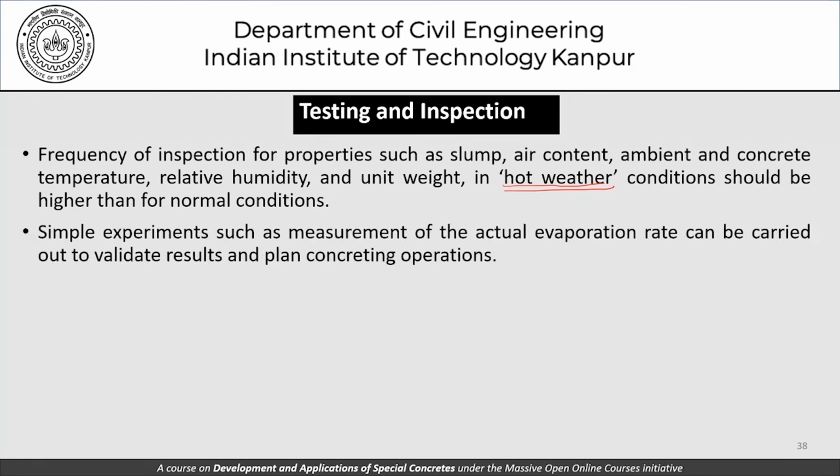Simple experiments such as the measurement of the actual evaporation rate can be carried out to validate the results and plan concreting operations. We had that nomogram there which helped us estimate the rate of evaporation. But if we carry out some simple experiments, we will be more confident of our estimates. We should try to encourage the site people to do that and learn for themselves how accurately those pictures give us real results.